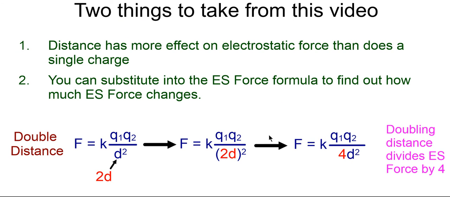Okay, that's a summary for this one then. Let's see, the 2 things you should take from this video: distance has more effect on ES force than does a single charge, and this substitution method. Because sometimes they ask you on the MCAS, how much change is there? Is it 3 times? Is it 4 times? To answer that kind of question, you should substitute like this and get your number, and that's how it works.